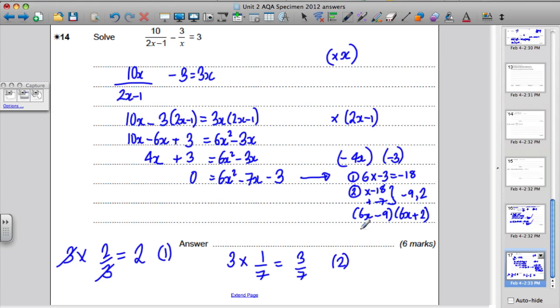Simplifying them both, 3 goes into this, so I'd be left with 2x minus 3, and 2 goes into this, so I'd be left with 3x plus 1. So that is the final factorized version. So I could have 0 is equal to 2x minus 3 times 3x plus 1, and two numbers multiplying to give 0 means one of them must be 0. That must be 0, or that must be 0. I would get x is 3 over 2 from that one, or x is minus a third from that one. And they are my two answers.